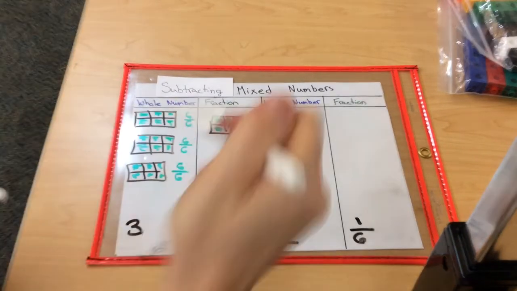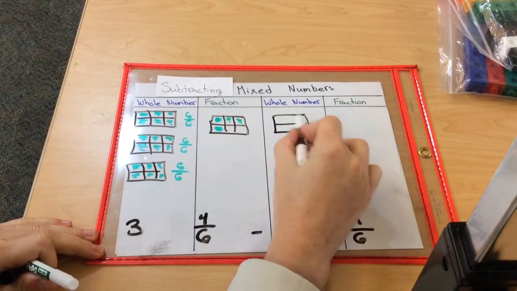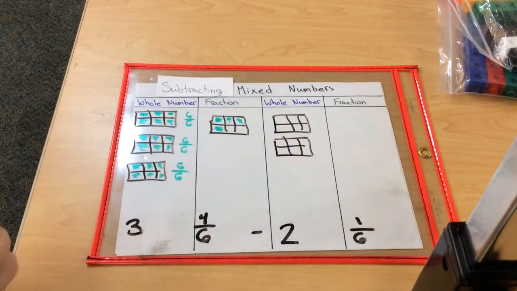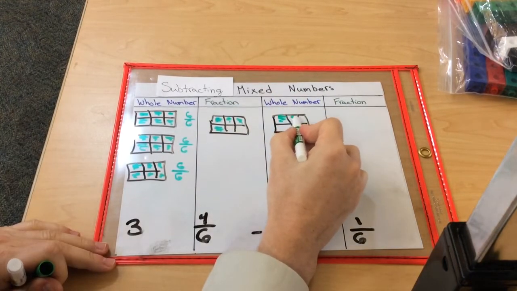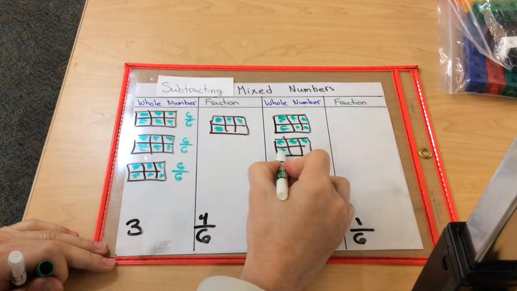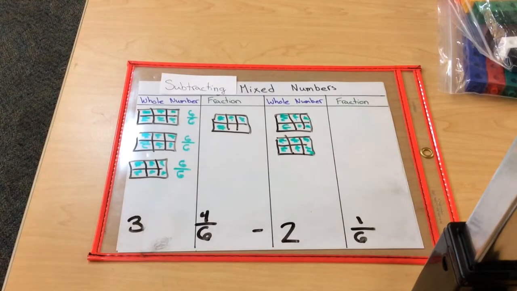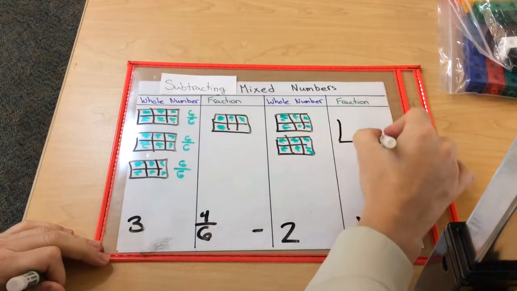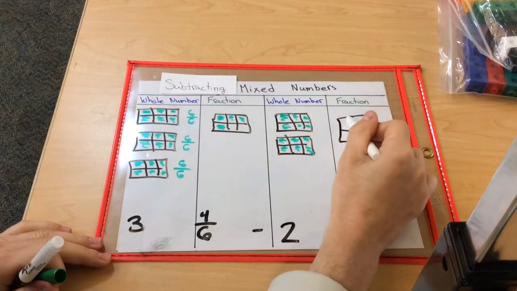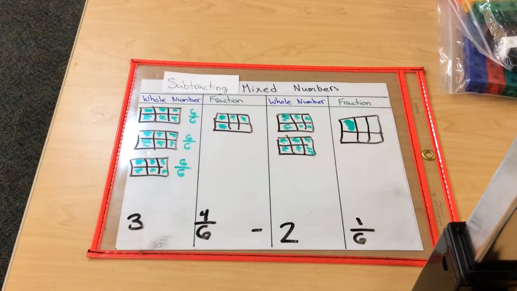And I'm going to subtract 2 wholes. Draw my picture again. Okay. Do a quick shade in. And my fraction, 1/6. Those are not equal pieces. Sorry, I'm going a little fast here. Okay, so here I have a visual representation of 3 and 4/6 and 2 and 1/6.